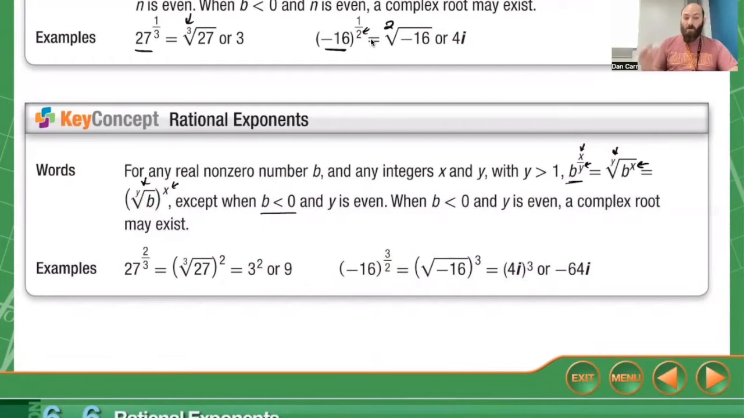So again, what we're trying to analyze here, if you have a fraction here, the 2 is going to go on the outside like this. The 3 is my index number. So we're dealing with the cube root of 27 and then raised to the second power.